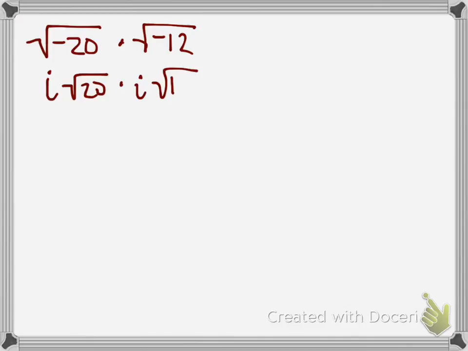Okay, let's do one more example with that. So again, take out the i first, take out the negative, put i. You got to do that first. Do you understand? Do that first. Okay, so that gives me i squared. 20 times 12 is 240.